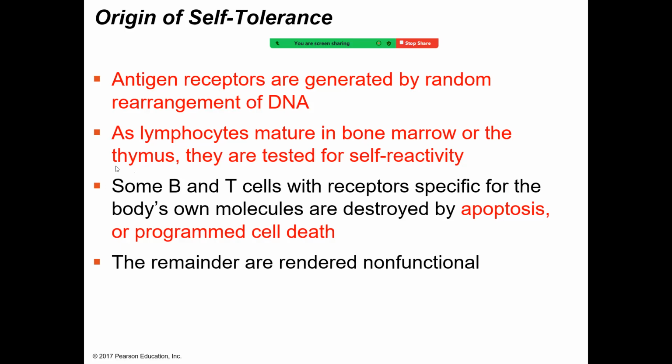As they're maturing and creating new B and T cells, they are tested for self-reactivity. So if they test and are able to bind to self cells, then they are often targeted for apoptosis. Remember, apoptosis is programmed cell death. If they are binding to self cells and they're not targeted for apoptosis, they are actually going to be rendered non-functional. So we want to make sure that any newly created B or T cells that are able to react to a self cell are either killed or rendered non-functional. We want to turn off that reactivity.